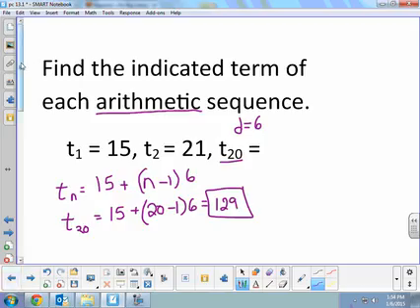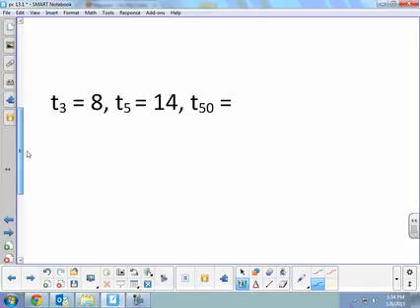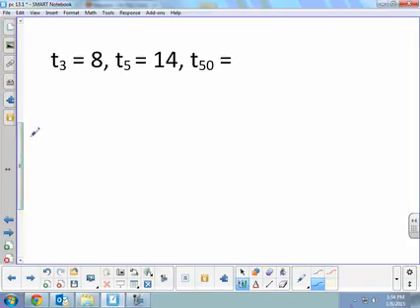Let's do one that is geometric. Oops, I think I skipped one that I wanted to do. I did. On this one, they tell us the third and the fifth. So what I'm going to do is write down what I know. I don't know the first, don't know the second, I know the third, I don't know the fourth, I know the fifth.